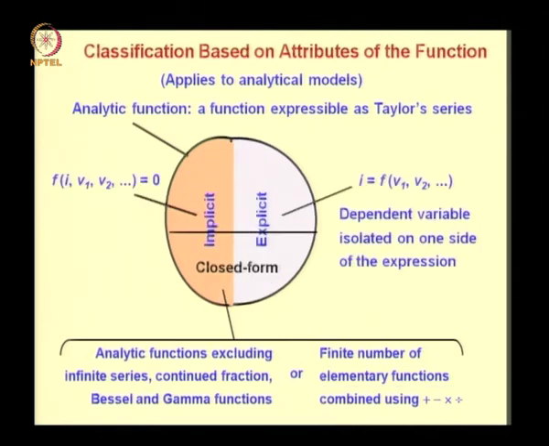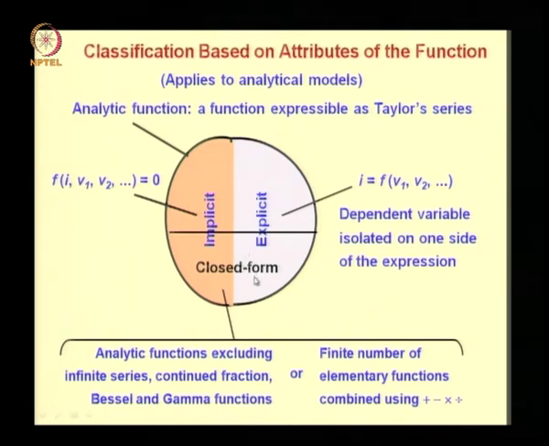Similarly, another form of classification for analytical models is implicit and explicit. Closed form model could be either of the implicit variety or the explicit variety. It all depends on how many iterations or how much computation is required to calculate the quantity of interest. If you need infinite number of iterations or extremely large computation to calculate the quantity, then the model is not closed form.